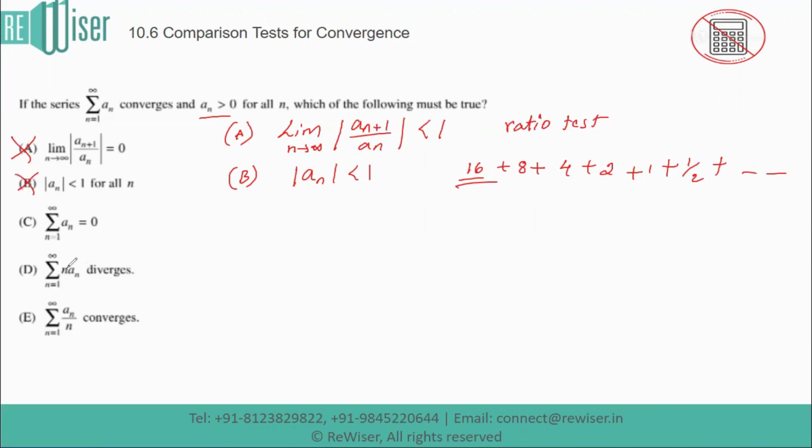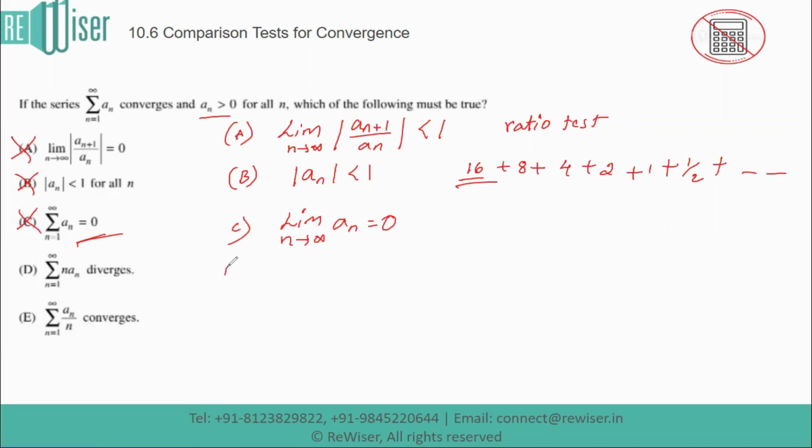The next one says the sum of this entire series must be equal to 0. No, that's not true. Whenever it converges, of course, the limit as n tends to infinity of the nth term must be 0. This has to be there for sure, but not the sum of the series. So that's why even option C is not the right answer.